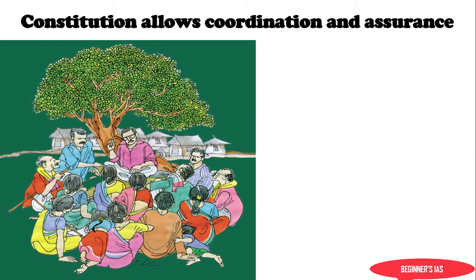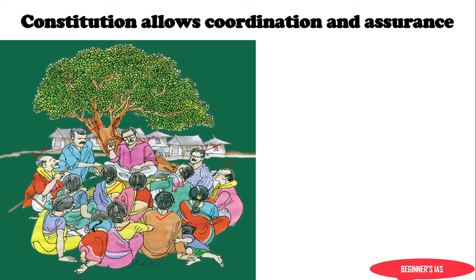See, the constitution allows coordination and assurance. See here, a lot of people are sitting together and talking, right? So we take them as a group. That is very important. Imagine yourself to be one of the members in that group. And also the members of this group are diverse in various ways.